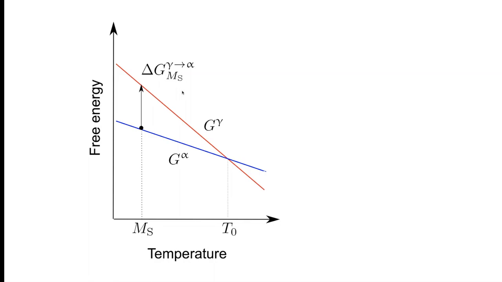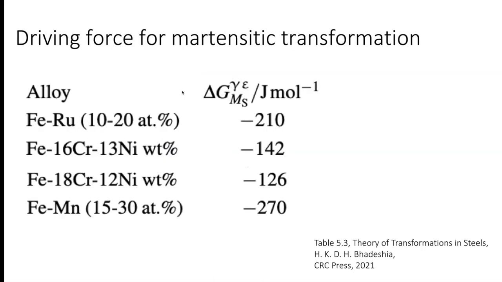And this brings me to another story. This method that I've just explained to you works very well for the transformation from austenite to body-centered cubic or body-centered tetragonal martensite. If I go to the FCC to hexagonal transformation, again, we need a driving force before martensite forms. So this is the critical driving force at the martensite start temperature in a series of alloys which transform into HCP martensite. And they are really quite small.